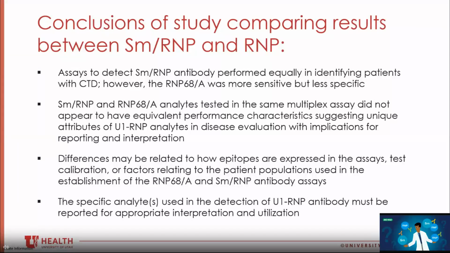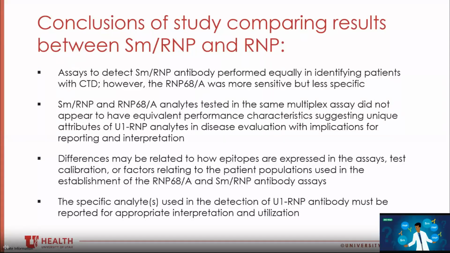The differences observed may be related to how the epitopes are expressed in the assays, the calibration of the different assays, or to factors relating to the patient populations used in the validation of the RNP68A and Smith RNP antibody assays. Thus, the specific analytes used in the detection of anti-RNP antibodies must be reported for appropriate utilization, interpretation, and comparison with results generated using other assays.